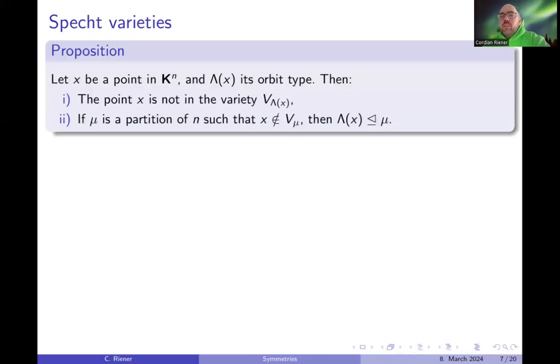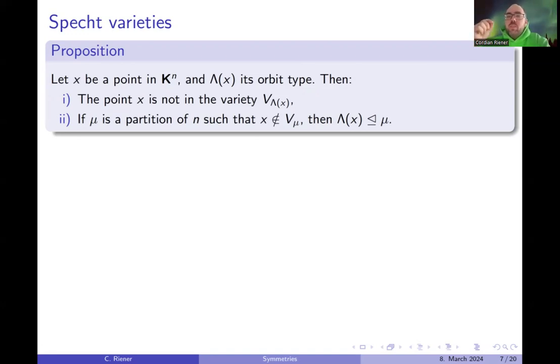So now this is interesting, and this makes these definitions maybe a little bit more concrete. If you think about the Vandermonde determinant as a polynomial, an important property of the Vandermonde determinant is that the way I build it, it vanishes if and only if at least one of the numbers is repeated. That is, a Vandermonde determinant evaluated at a set of points that are all distinct will not vanish. But if at least one of these coordinates is repeated, I will get a zero. And this gives us a very nice relationship between the orbit type of my point and the inclusion of this point in a Specht variety.